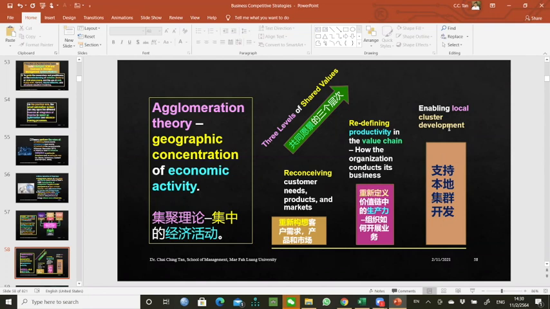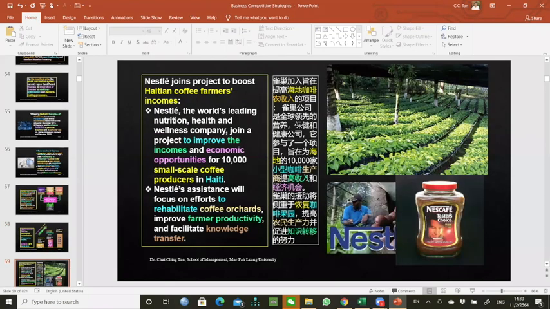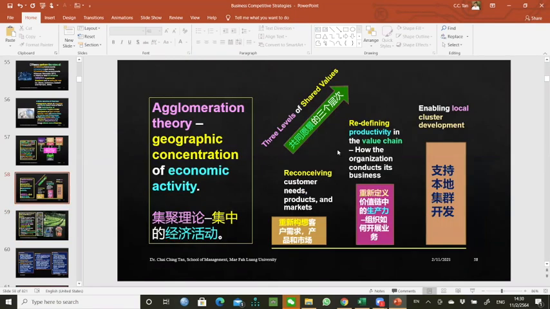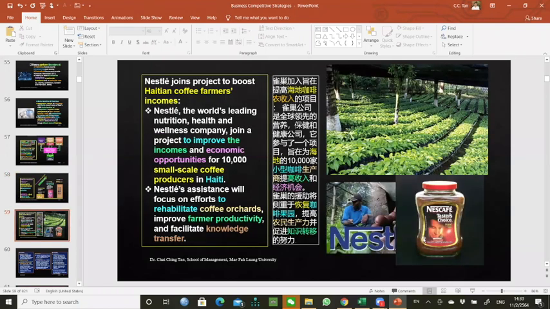We co-create with the local production farmers to help us redefine the productivity and business model, and therefore we deliver better to market needs. Like Nescafe, through the re-agglomeration strategy and local cluster developments with all the farmers, they help them produce all the coffee and increase their incomes, and they love it.